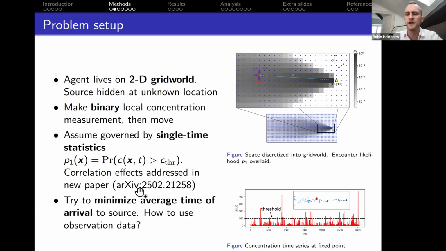And there's a lot of effects. Turbulence tends to organize the passive scalars into filaments and patches. This will tend to correlate successive observations on short time scales, which is generally a bad thing for a naive Bayesian approach, because you'll tend to overcount the number of encounters that you make.